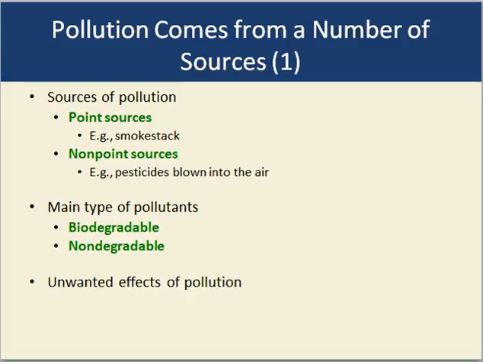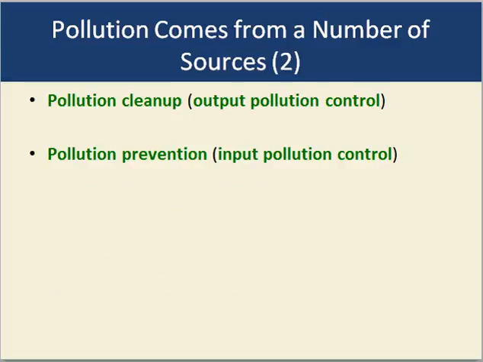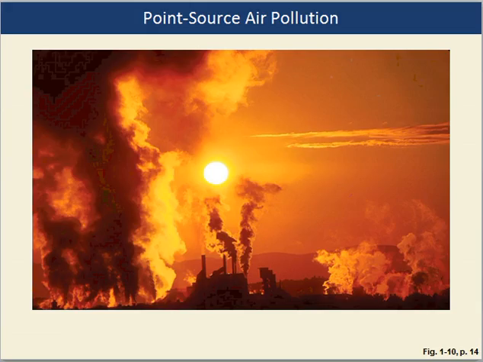One is point and one is non-point. And the types of pollutants can be degradable or non-degradable. We can control the pollution with either a cleanup or a prevention. So if you look at the point source air pollution here, a cleanup would be taking care of any harmful effects that occur due to it, and prevention would be, say, legislation to decrease the amount.